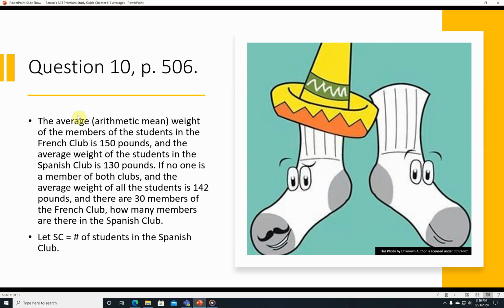Question 10. The average or arithmetic mean of the weight of the students in the French club is 150 pounds, and the average weight of the students in the Spanish club is 130 pounds. If no one is a member of both clubs, then the average weight of all the students is 142 pounds, and there are 30 members of the French club, how many members are there in the Spanish club? Well, we can have SC be equal to the number of students in the Spanish club.